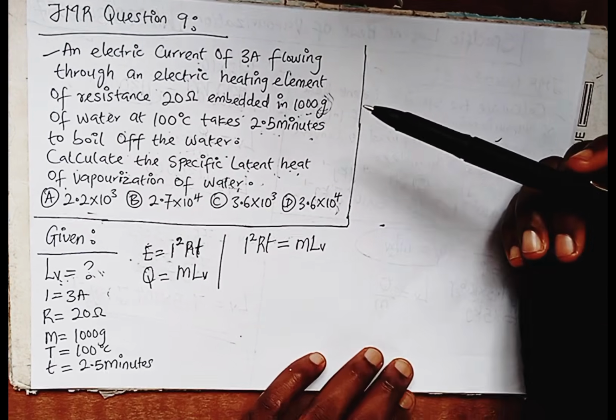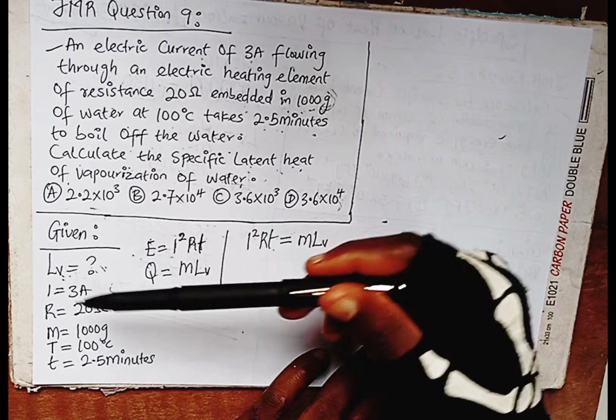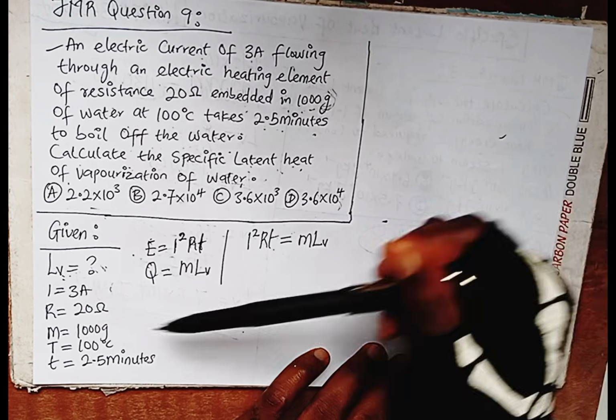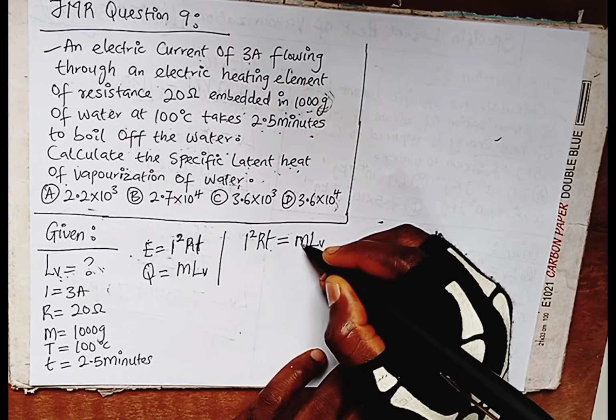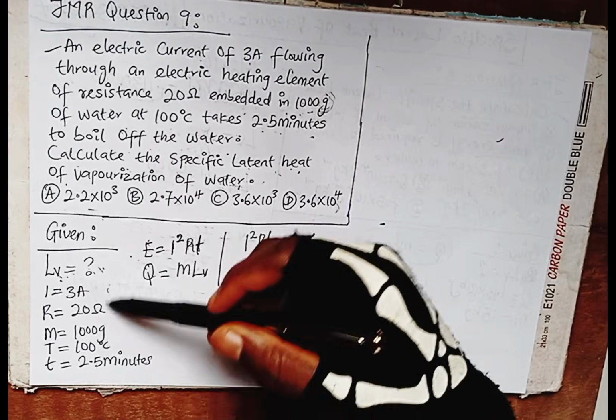So if we look at these parameters, can we use this formula to solve? We have I here, current. R here, resistance, we have it. t here, time, we have it. m here, mass, we have it. It's only temperature we don't have, and we don't even have temperature in this formula. We removed temperature in the general formula. So we can use this formula to solve.